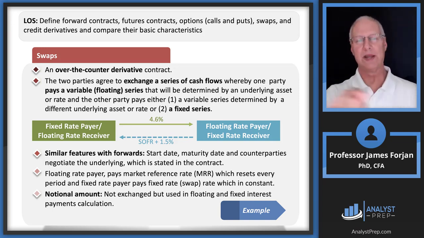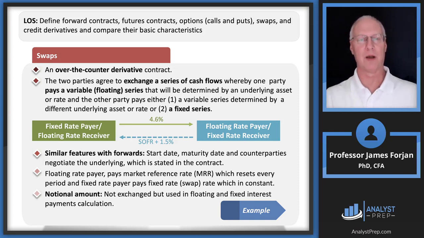So notice the green arrow is fixed. That's 4.6 in this example. The blue arrow is dotted because that's going to change every year. And that's the secured overnight financing rate plus 1.5%. And that plus 1.5% probably has a lot to do with the default risk associated with either the two parties or the underlying asset or some kind of default risk in there.